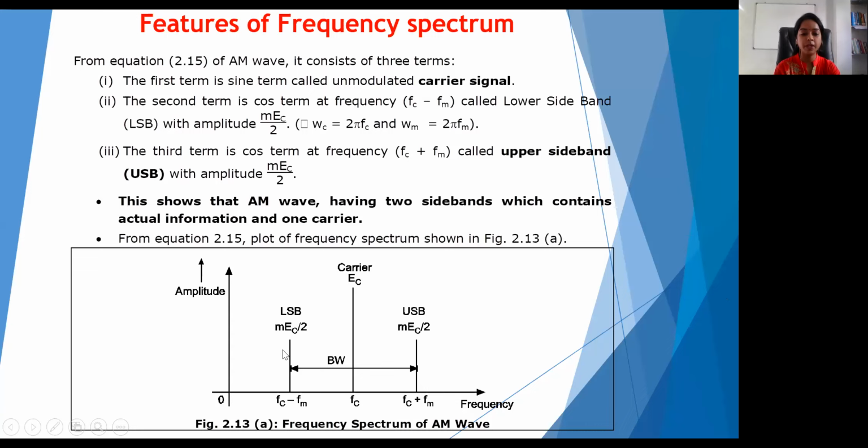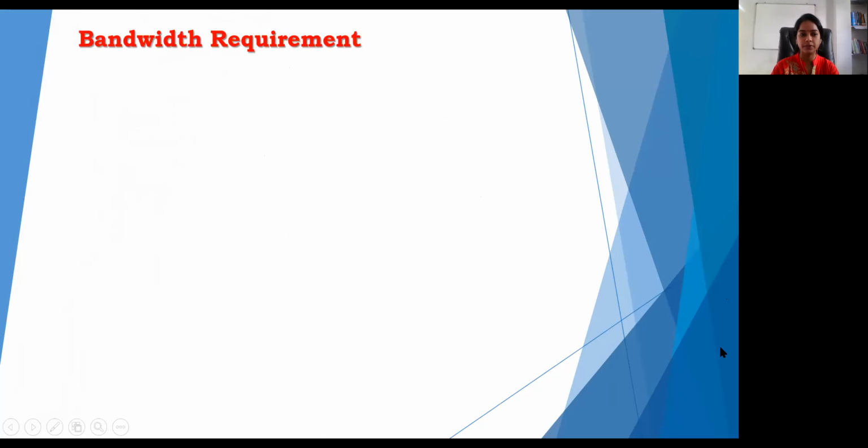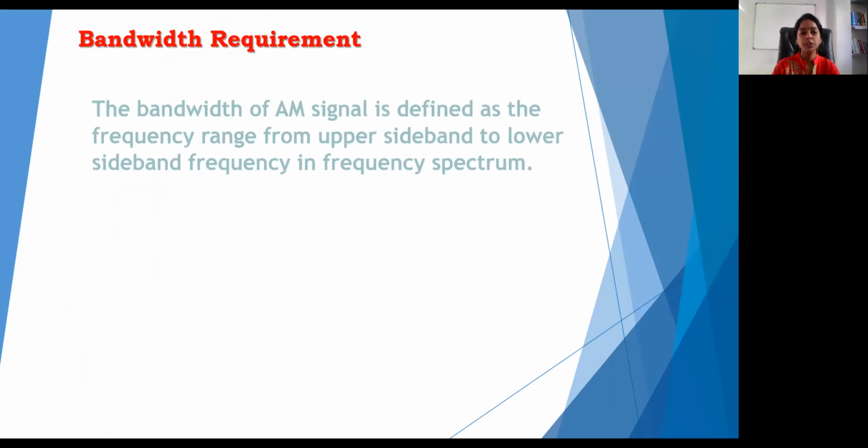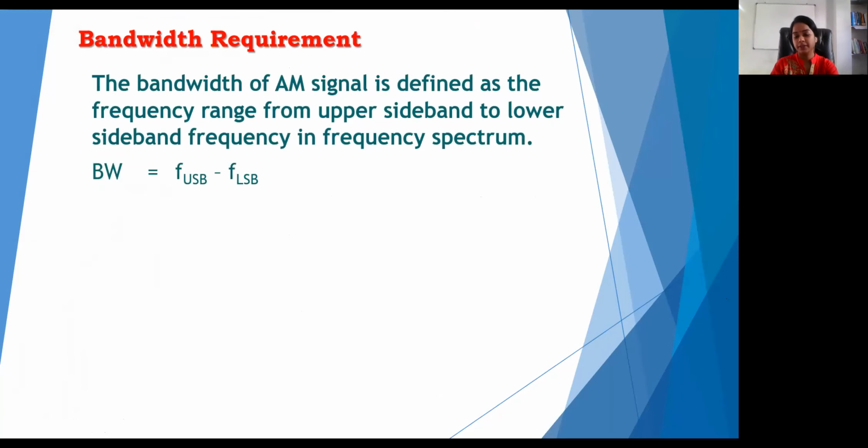Amplitudes are same, but what is the frequency? This is fc minus fm, and this is fc plus fm. ये क्या रहेगा? This is the lower sideband or LSB, and this one is fc plus fm. क्या रहेगा? Upper sideband or USB. Okay, so this frequency spectrum is clear to you. Now we see what the bandwidth is.